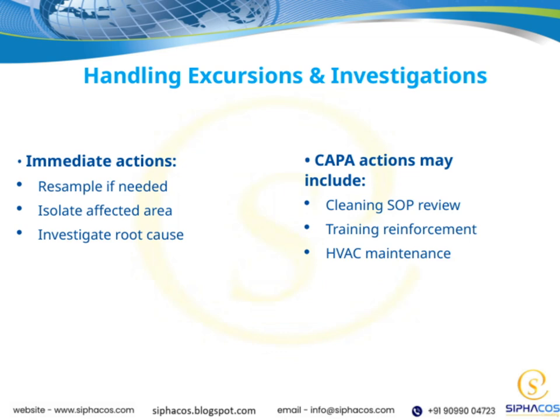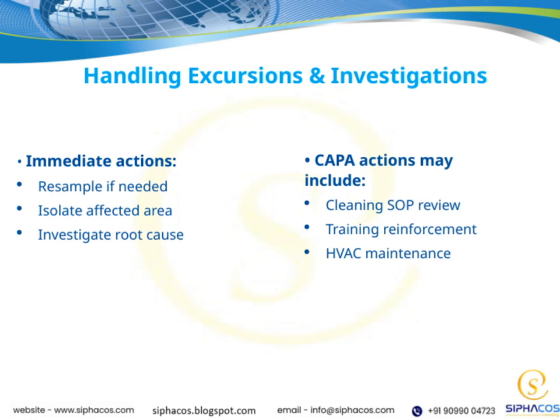On the other hand, there are immediate actions we need to take when an issue occurs. First, resampling if needed helps confirm whether contamination or deviations are present. Isolating the affected area is critical to prevent the problem from spreading. And of course, investigating the root cause is essential, understanding what led to the issue so we can put measures in place to prevent it from happening again.